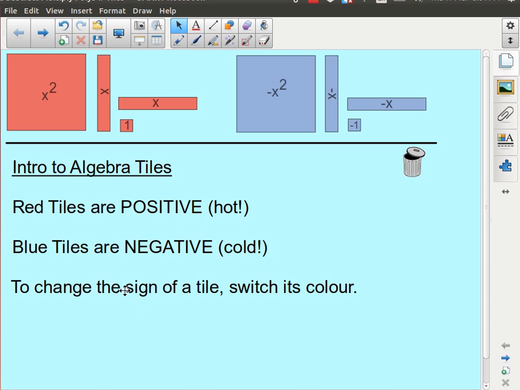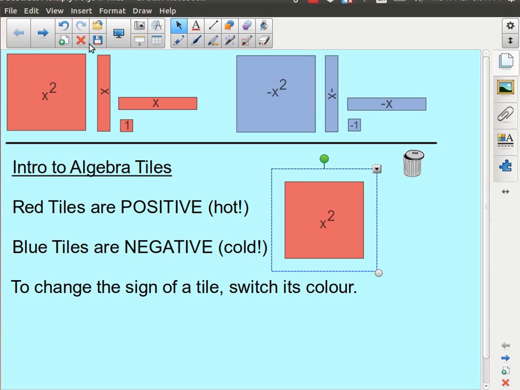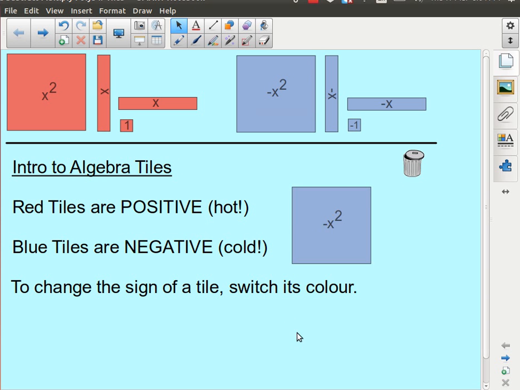If you have a tile and you have to change the sign of it, the way you do it is you switch the color. So if I have a positive x squared tile and something causes me to change the color of that tile, then I would swap it out for the opposite color. If I needed to switch the sign of this one, I would swap it out again with the opposite color.